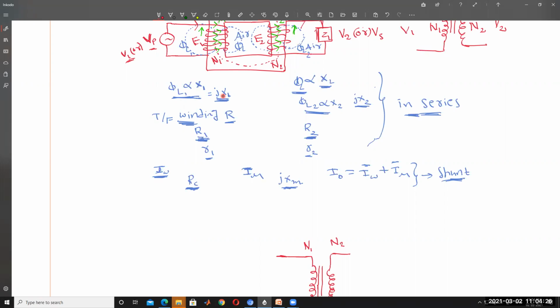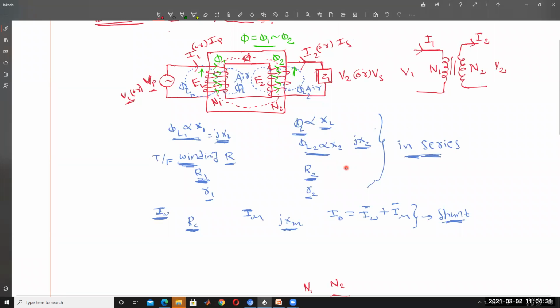The series branch parameters are R1 and X1, and R2 and X2. R2 and X2 are on the load side. Am I right? These two, with subscript 2, are on the secondary side, and those with subscript 1 are on the primary side. So the secondary side is called the load side.